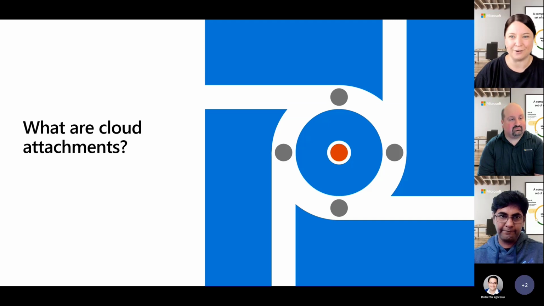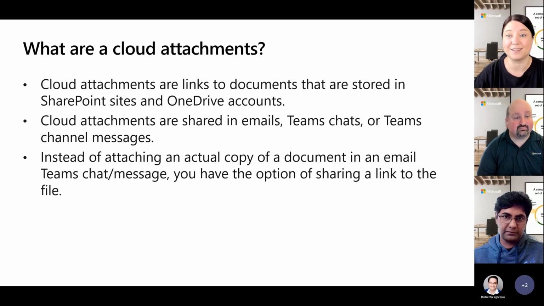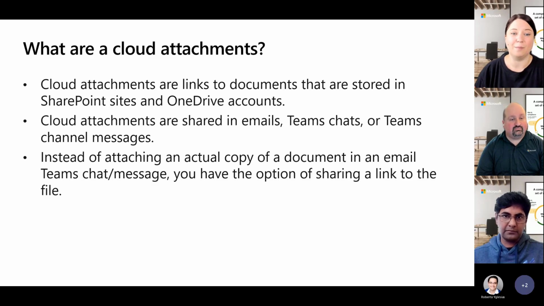So now, what are these cloud attachment things? Well, let me tell you. So first, they're links to documents that are stored in OneDrive or in SharePoint. They're often created when you're sharing a file in an email, a Teams message, a Teams chat. So instead of actually attaching the physical file to the Teams message or the email, you're essentially attaching a link to the file so that everybody's editing the same version.